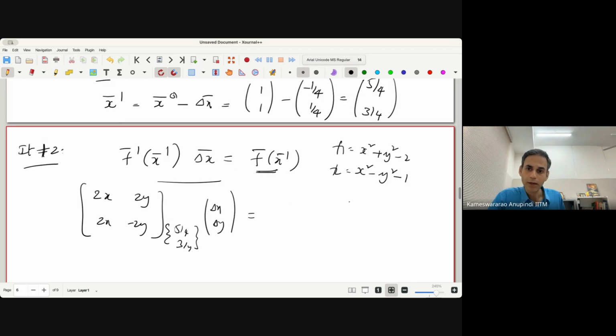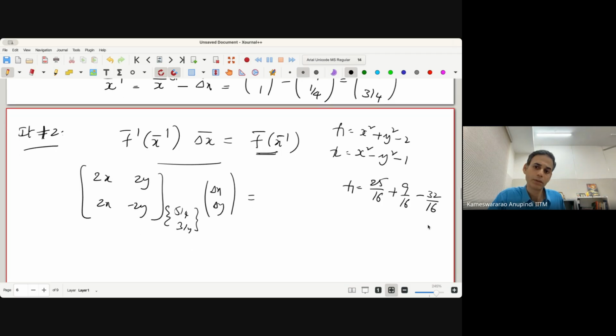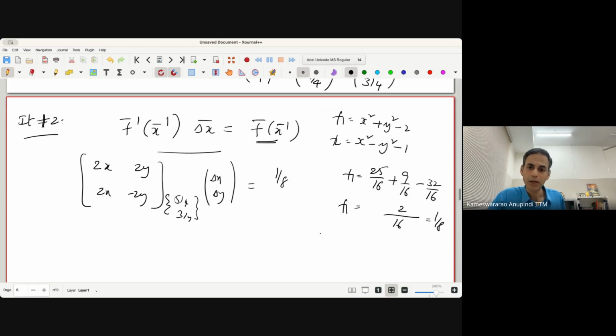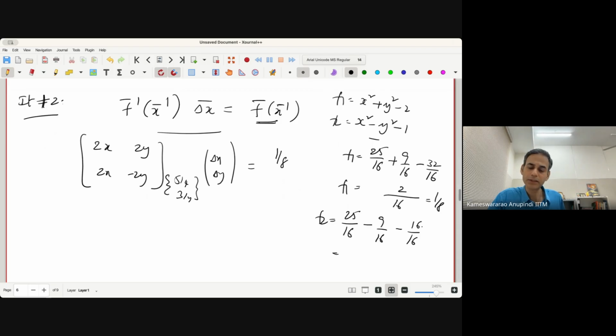So my f1 is going to be 5 by 4 squared is 25 by 16 plus 3 by 4 squared is 9 by 16 minus 2, and 2 is going to be 32 by 16, right? This is going to be 25 plus 9, 34, minus 32. This is 2 by 16, that is 1 by 8. So this is 1 by 8. And my f2 is going to be x square, again 25 by 16, minus y square, 9 by 16, minus 1, that is 16 by 16. So this is going to be 25 minus 9, 16, 16 minus 16, 0. This is going to be 0. So this is 1 by 8 comma 0.